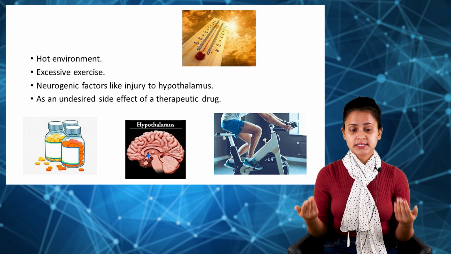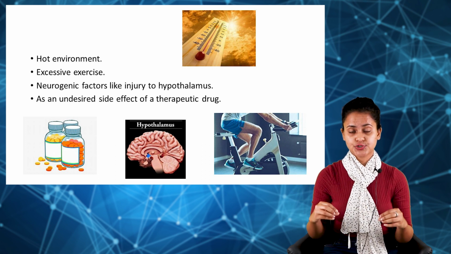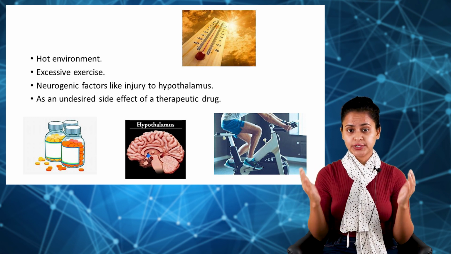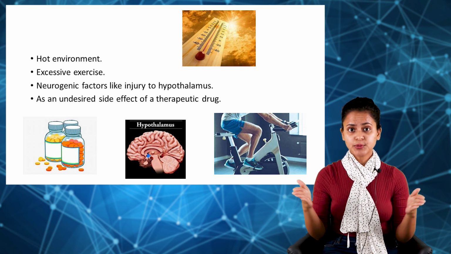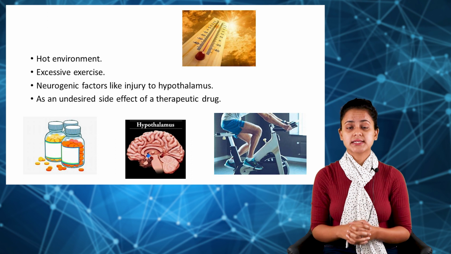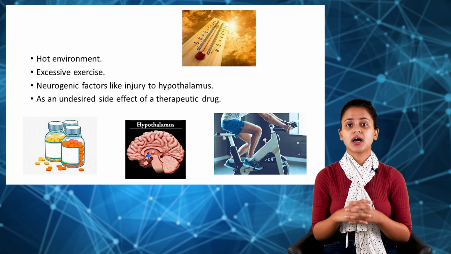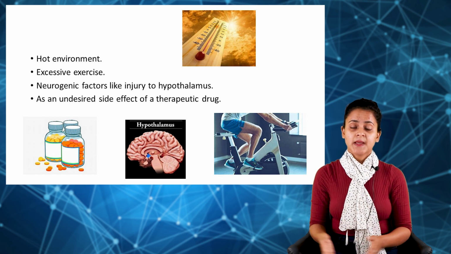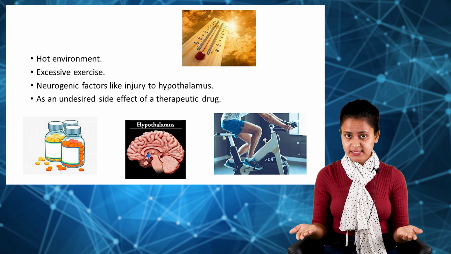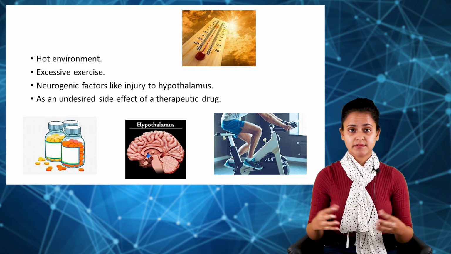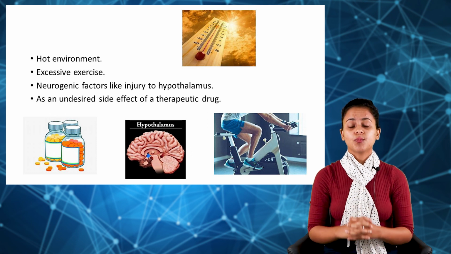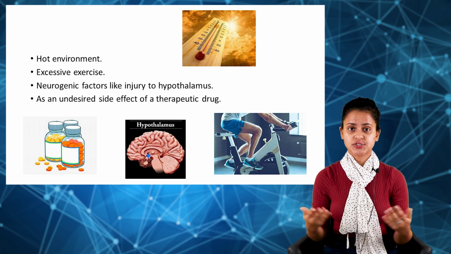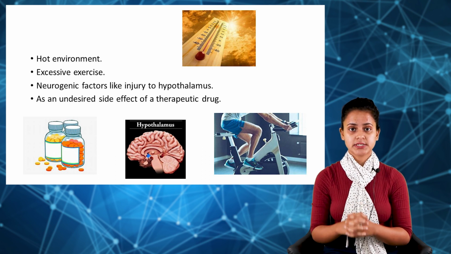We are going to see the first can be neurogenic factors or neurogenic disorders which affect or cause injury to the hypothalamus. Now, the hypothalamus, part of the brain, contains the temperature regulatory center. So if it is injured or affected by any disease, we are going to see that the client may develop hyperthermia or fever. Most of the time, an undesired effect of certain drugs may also lead to the development of fever for a particular individual.